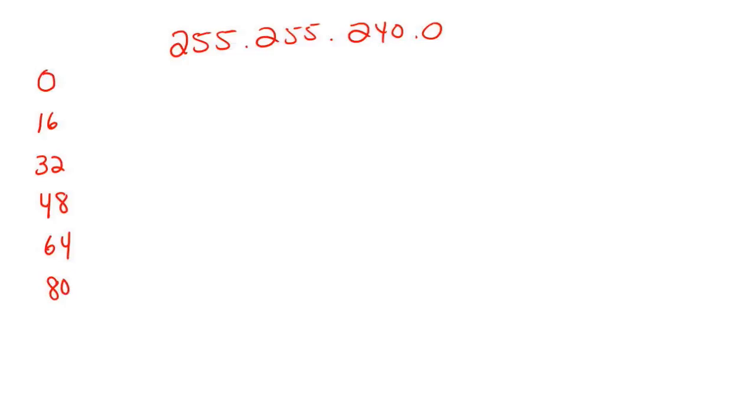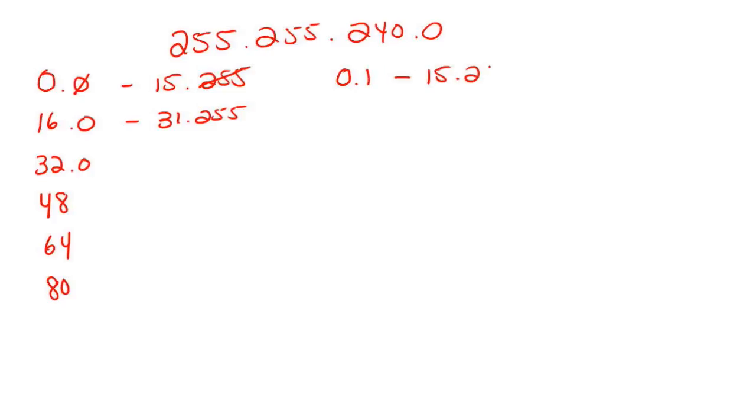So my first range of addresses goes from 0.0 to 15.255. My next range of addresses goes from 16.0 to 31.255, because 32.0 starts the next range. Now, when you have a range of addresses in a subnet, you cannot use the first or last address. So I have to start with 0.1 and I can end with 15.254.